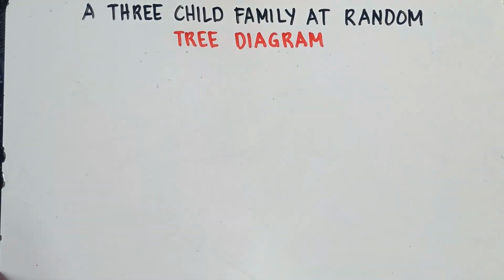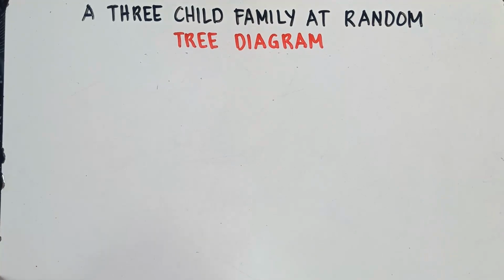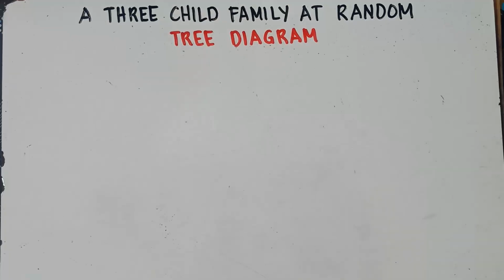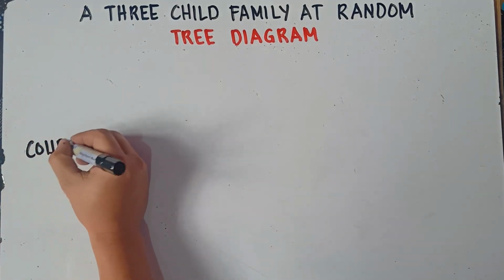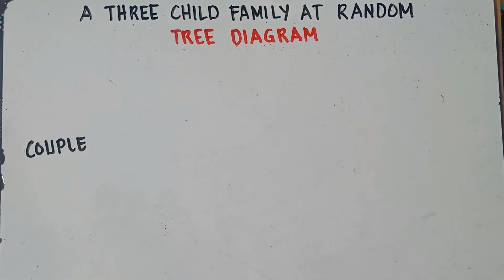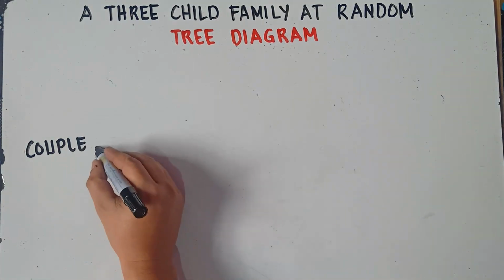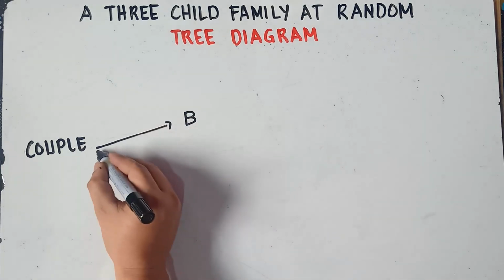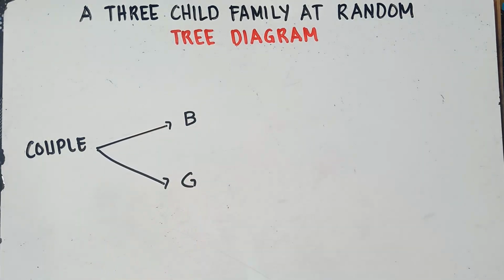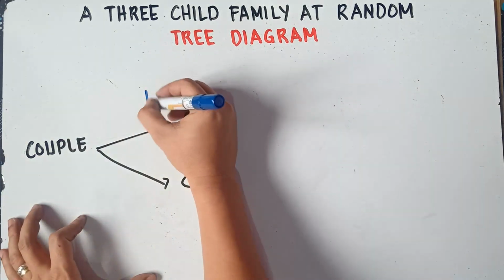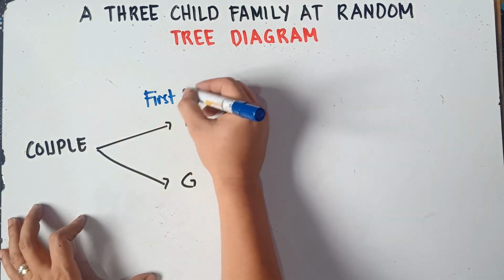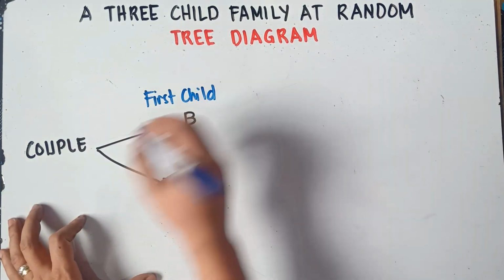Once again, a three-child family at random using a tree diagram. The first thing to do, class, of course, is to start at the couple. Now, the first child of the couple could be a boy or it could be a girl. There are no other outcomes, class, with regards to the first child. So this will be our first child, a boy or a girl.